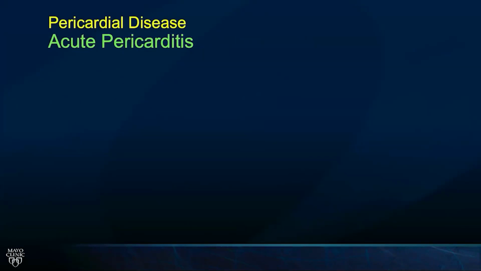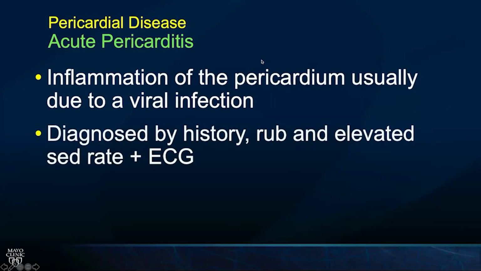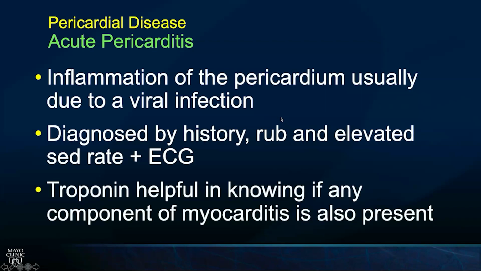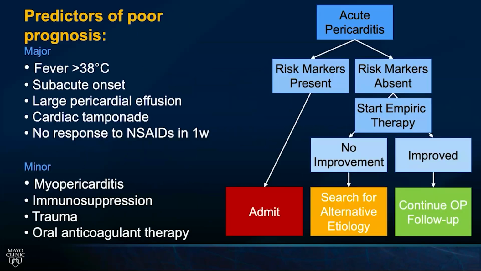So it's felt to be viral. As I said, it's a clinical diagnosis. The ECG is super helpful, but the classic history is there. And troponin is very helpful because the pericardium and the myocardium sit next to each other. And if the myocardium is involved to a significant degree, that's going to change some management. So a troponin is helpful to know if there is a degree of myopericarditis.